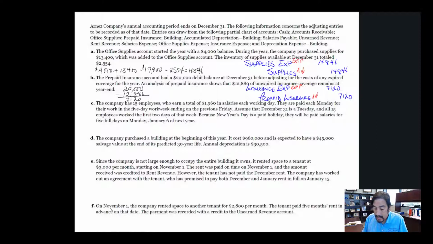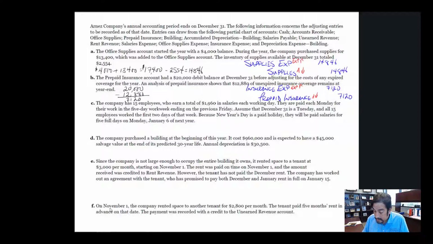Next, we have 15 employees who earn a total of $19.60 in salaries every day. They're paid every Monday for their 5-day work week ending on the previous Friday. So they get paid once a week on Mondays, and it is for 5 days of $19.60 each. So somewhere around $10,000 is going to be their total pay.